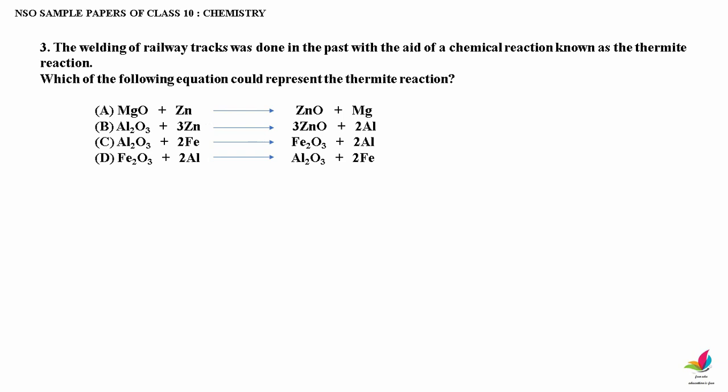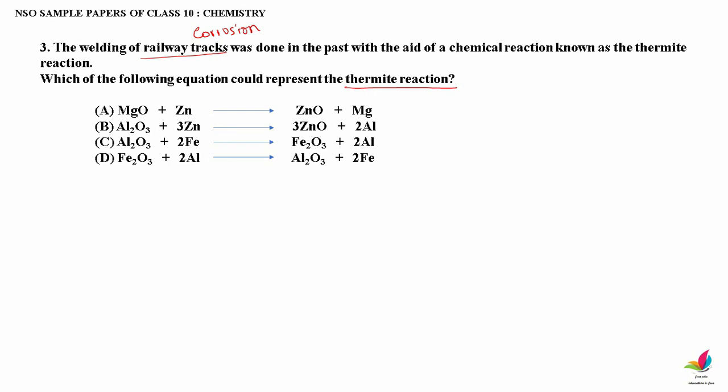In order to solve this question, you need to know what the thermite reaction is. The thermite reaction is used to prevent railway tracks from undergoing corrosion. What is corrosion? The weathering of metals due to environmental conditions is called corrosion. For example, the brownish coating on iron, greenish coating on copper and blackish coating on silver are due to corrosion. So in order to prevent railway tracks from undergoing corrosion, we are using this particular reaction, called the thermite reaction.